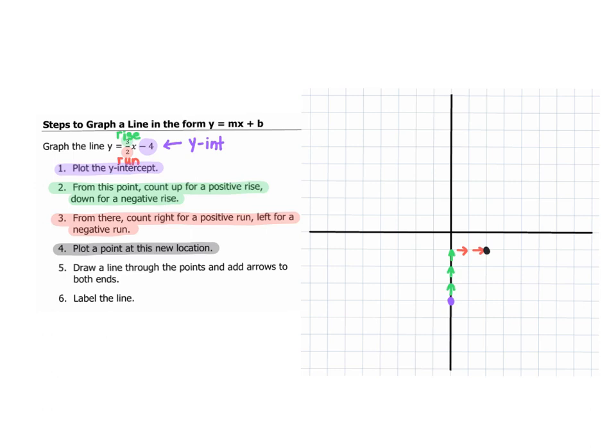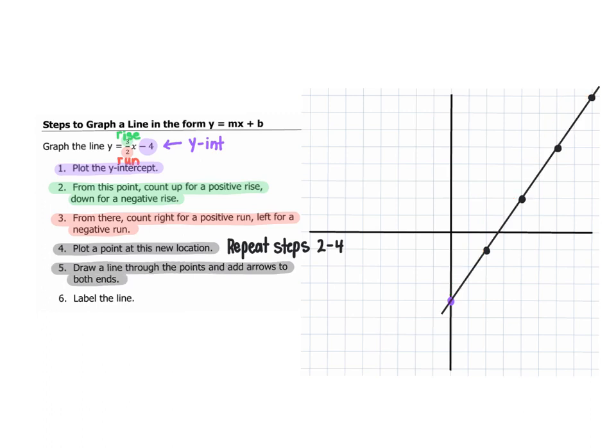From here, we will repeat the rise and the run count and plot points as many times as we can before we run out of room on the graph. We will draw a line through all of our points and put arrows at both ends of it. Finally, we will label our line with its equation. So that's how you graph a line in the form y equals mx plus b.